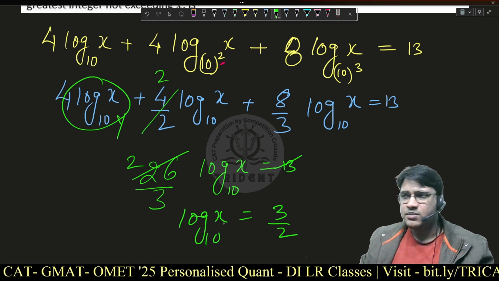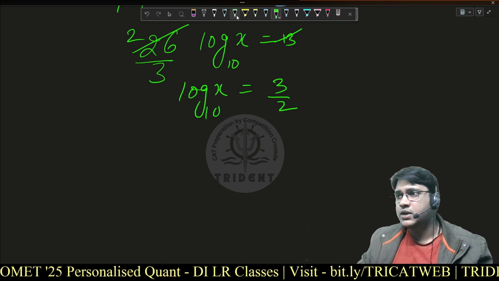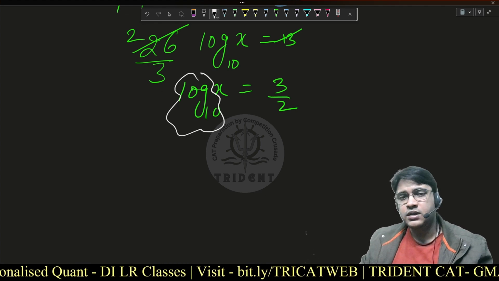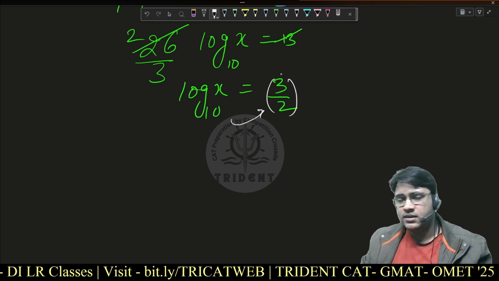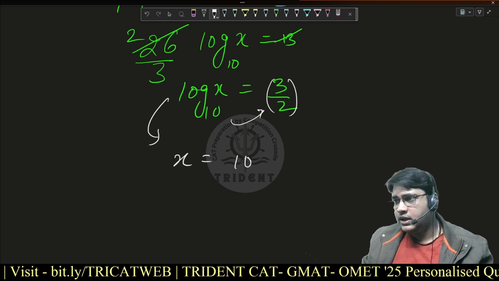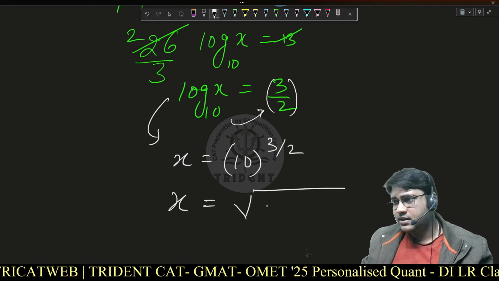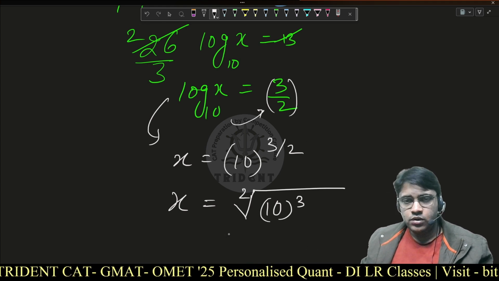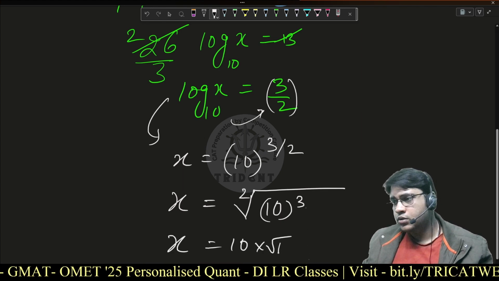Now again, there is a very interesting property of logarithm that talks about the transposition of logarithm from the LHS to the RHS, and the transposition will basically work such that you can transpose the log to the LHS, but then you will have to send this RHS term into the exponent. So this thing can be written as x is equals to 10 raised to the power 3 by 2. I can also write it something like this: square root over 10 cube. Now this is as good as 10 into square root of 10.